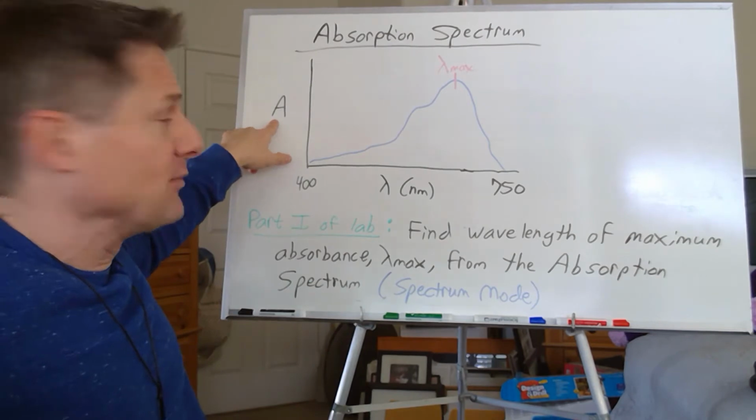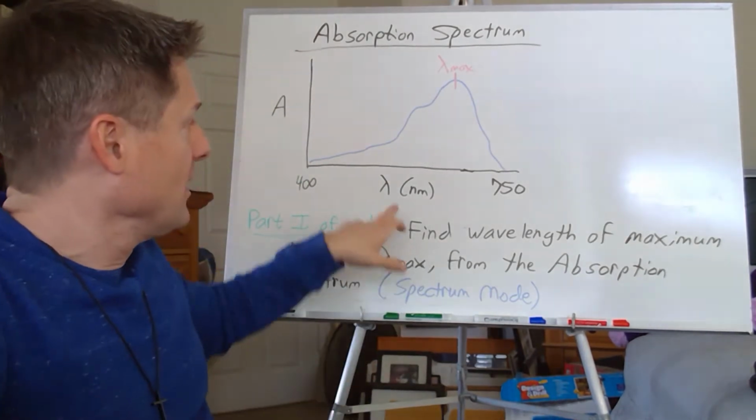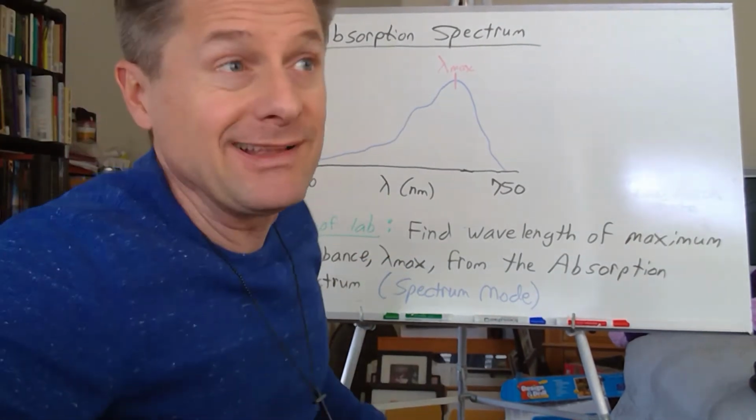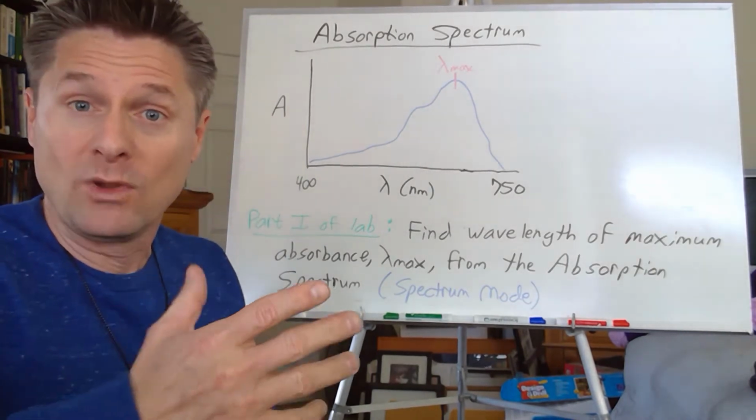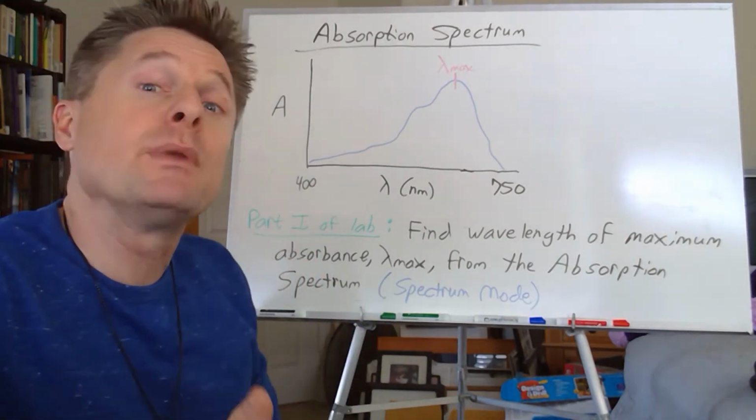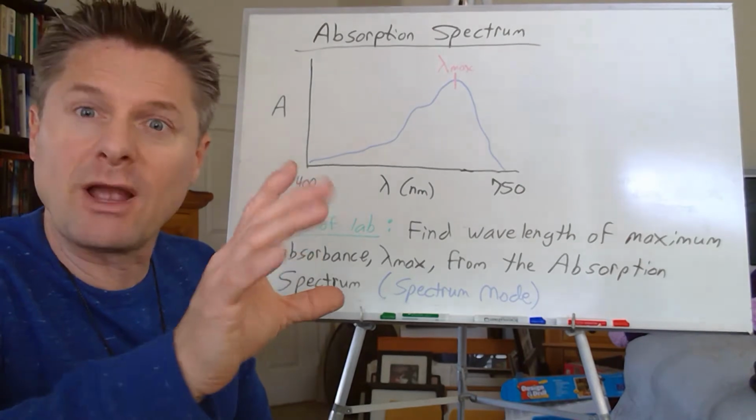If you plot the absorbance, right, that we measure versus wavelength, for example, so let's take a sample, and you're going to do this in what's called spectrum mode. It's going to be one of the first things you do, and we'll talk about why in a second.